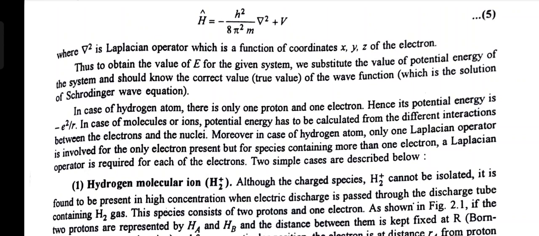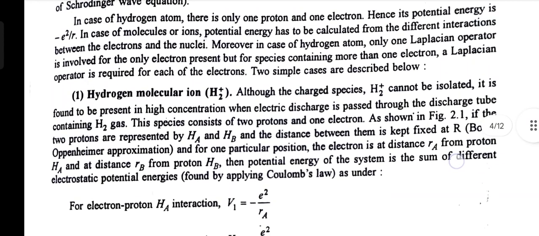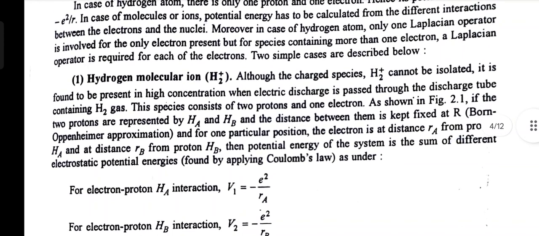Two simple cases are described below. First case, hydrogen molecular ion H2 positive. Although the charged species H2 positive cannot be isolated, it is found to be present in high concentration when electric discharge is passed through the discharge tube containing H2 gas. This species consists of two protons and one electron.